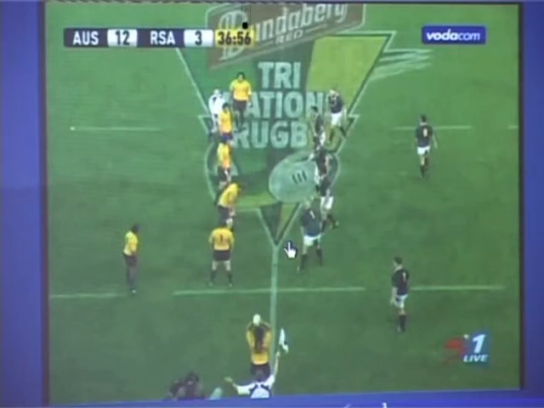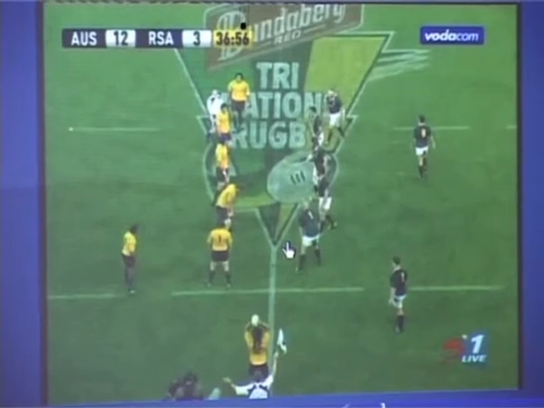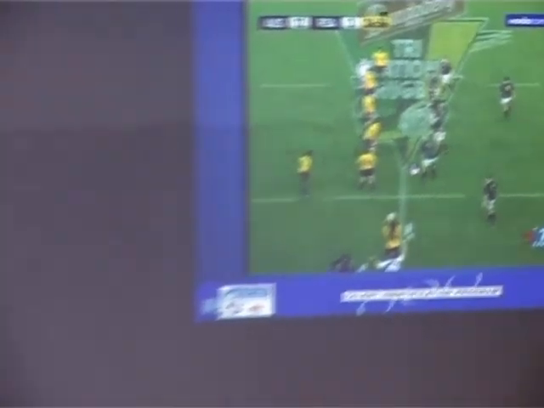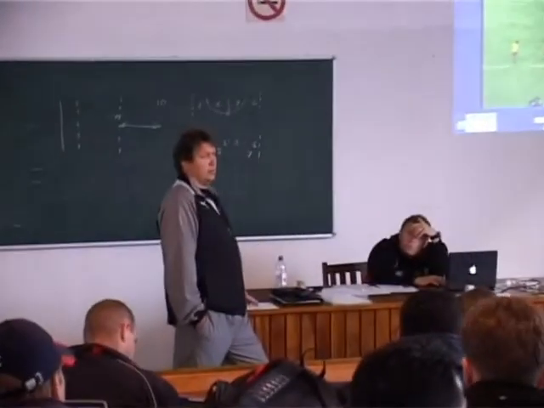Easy to pick up on this. Overhead cameras, wide angle, you can see everything. When the ball leaves, you can even stop to make that decision. During the game, very difficult.